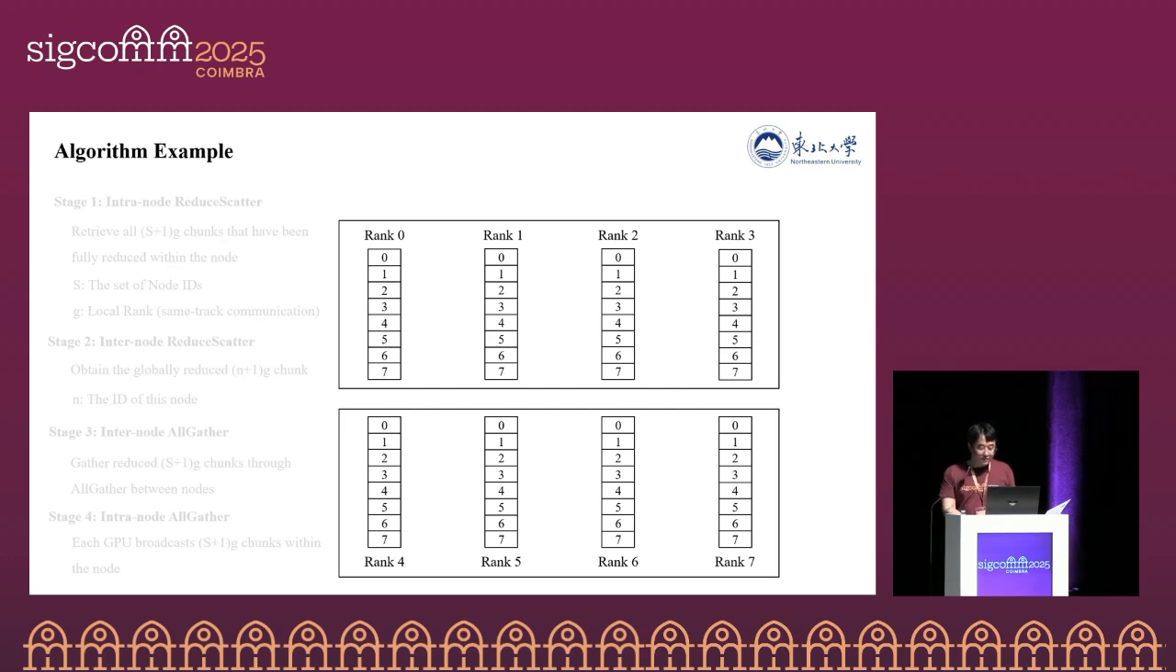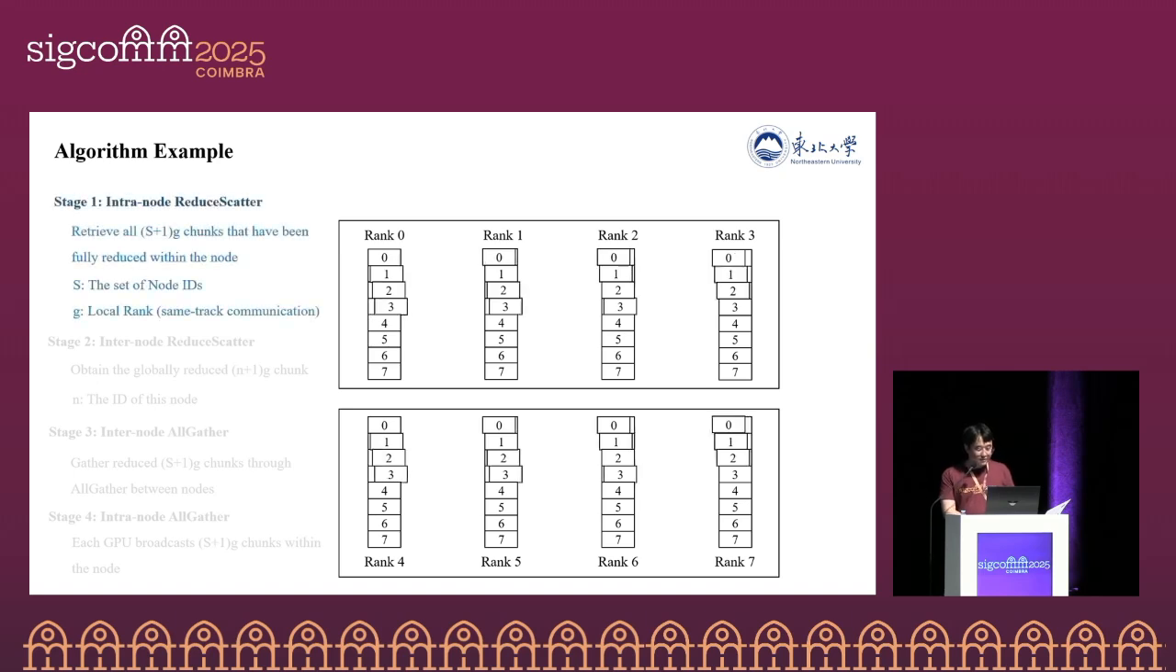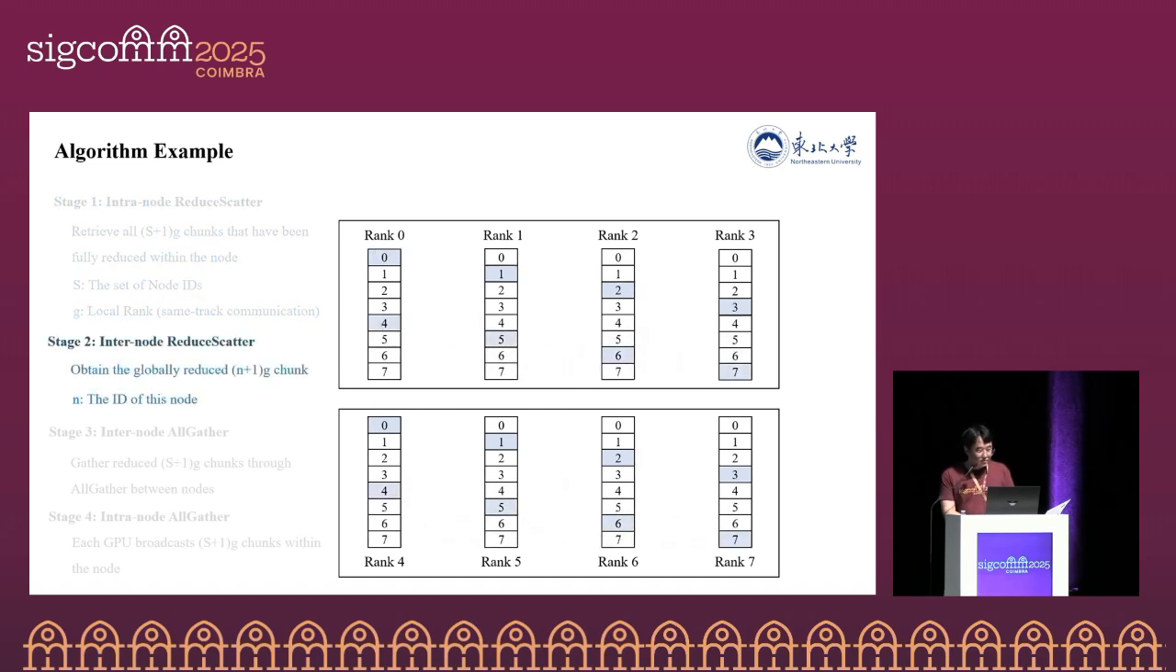Now let's walk through a typical hierarchical reduce algorithm. It has 4 stages. Stage 1, intranode reduce-scatter within each node. GPUs reduce corresponding chunks so that each GPU holds a partially reduced piece within each group. Stage 2, internode reduce-scatter. We now reduce across nodes so that each node ends up with a globally reduced chunk. Stage 3, internode all-gather. Nodes exchange these globally reduced chunks so that every node collectively holds all the fully reduced data.